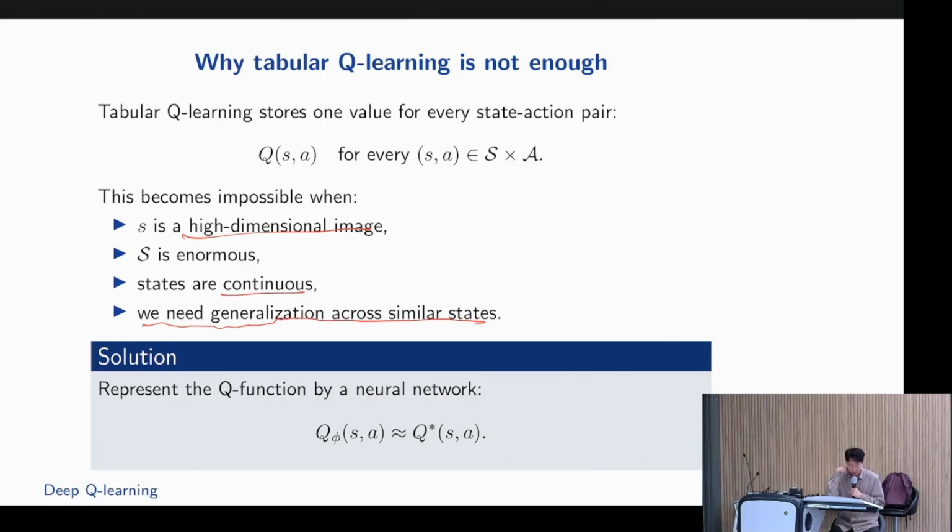Also, this is a different point. We need generalization across similar states, because it's going to be impossible for us to encounter every state-action combination ever. There are so many states, and the size of the space is infinite. So we need some way to generalize, so that the Q estimated from S1, A1 is similar to Q of S2, A2, if S1 and S2 are similar and A1 and A2 are similar. Why? Because we cannot visit every single state and action.